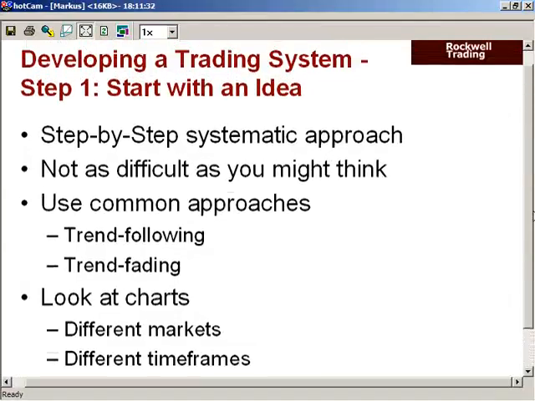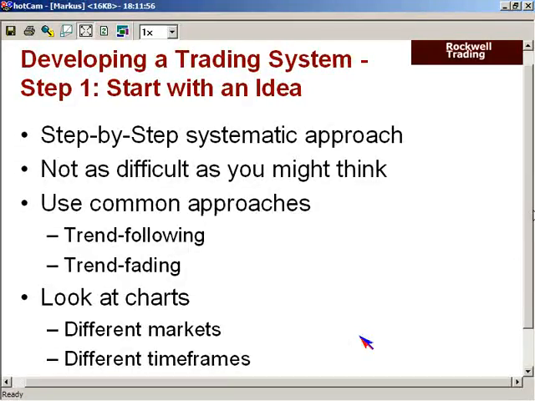So developing a trading system is a step-by-step systematic approach and not as difficult as you might think. And this is why we are running through these 7 steps today. And if you want, please take notes. And we will use these 7 steps that I'm outlining today in our next session, which is at the beginning of March, where we will actually then develop a trading system.